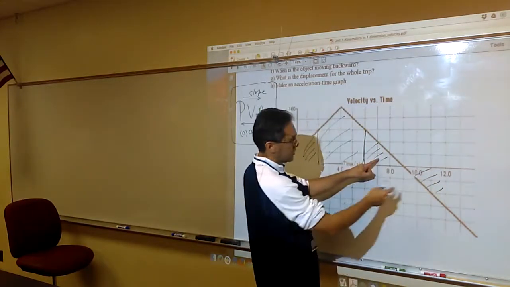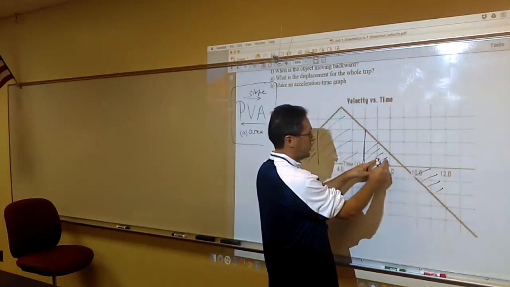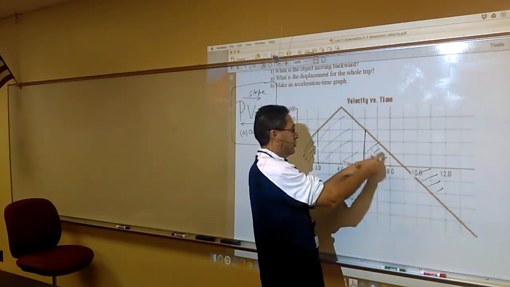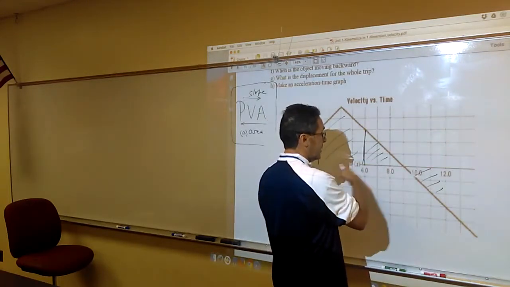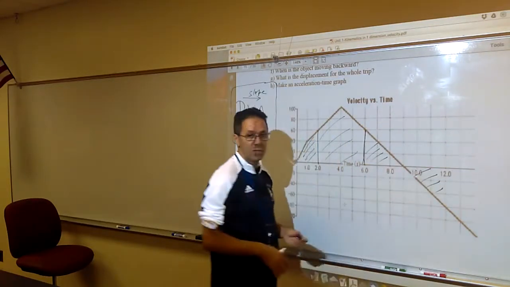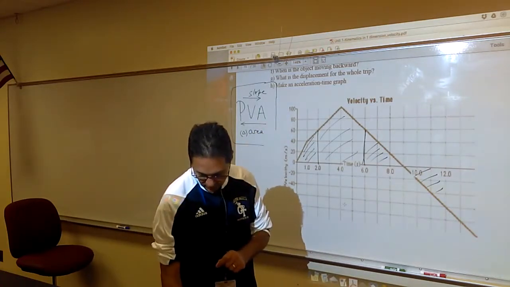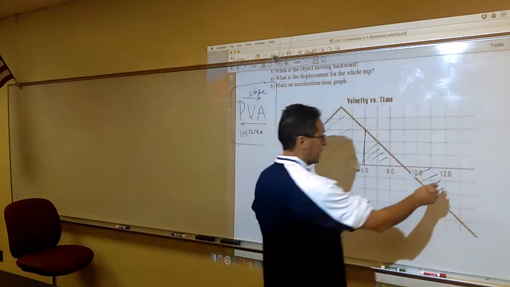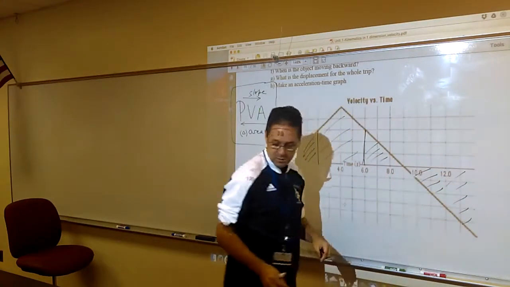You can see that these two areas are the same, except this one is going to be considered negative and this one is going to be considered positive. So these pretty much are going to cancel out, which means that your displacement at 12 is the same as your displacement at 6. And then at 14, you just have to add that last piece. And these two already canceled.